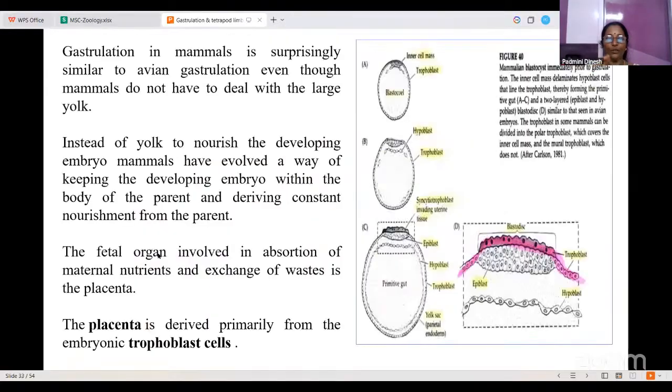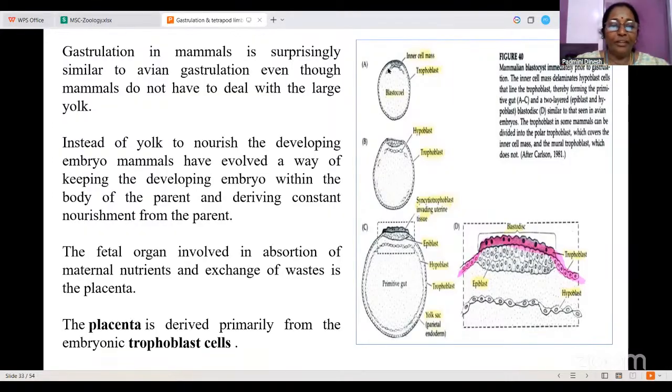Okay, so here you can see how the development occurs, and we'll talk about gastrulation. As I told you all, gastrulation is the same as what we talked about in the aves. The only difference between the aves and the mammals is that aves development is outside, while mammal development is inside the mother. So the mother is the one that is going to take care of the feeding part of the developing embryo.